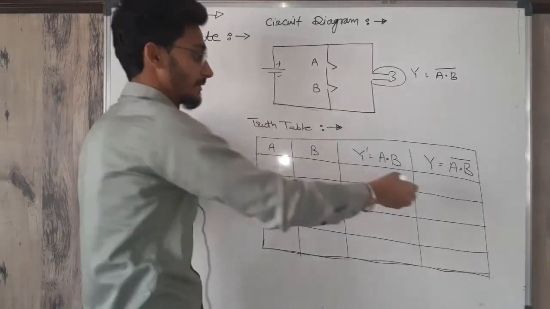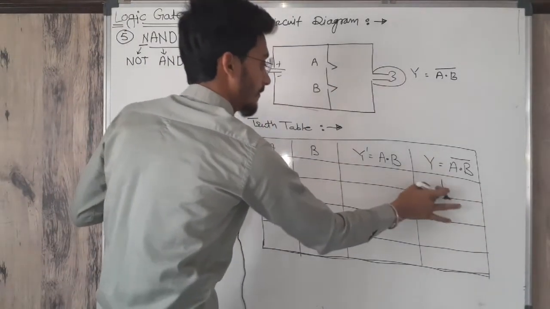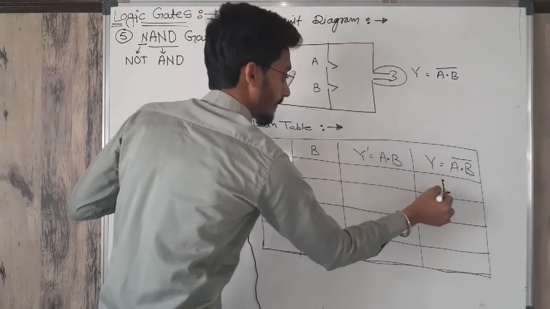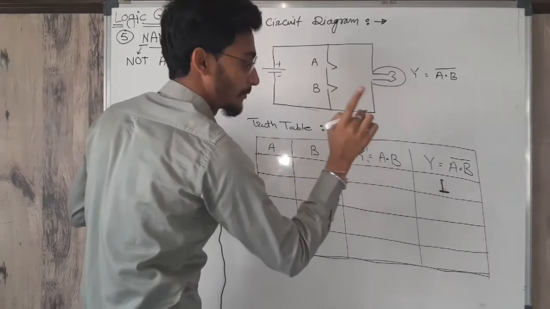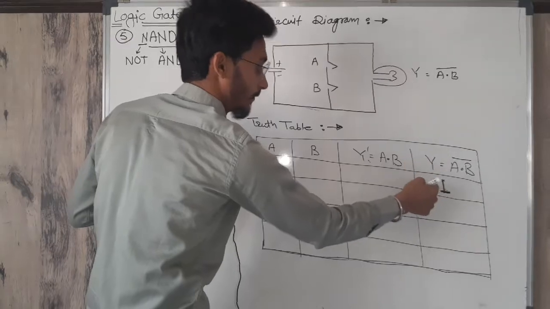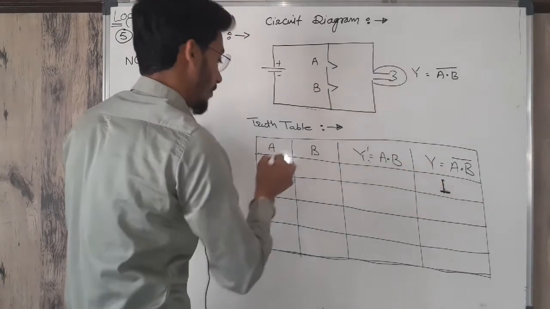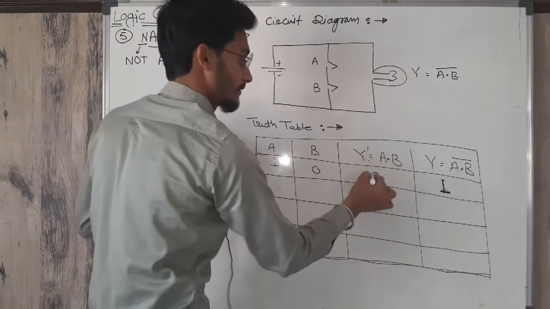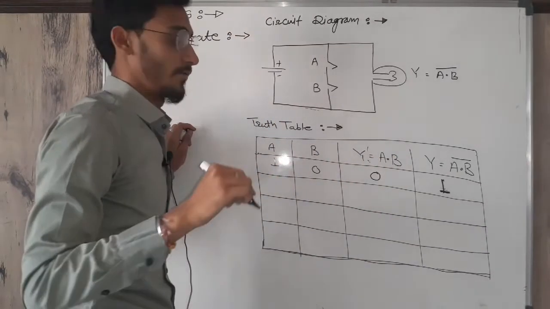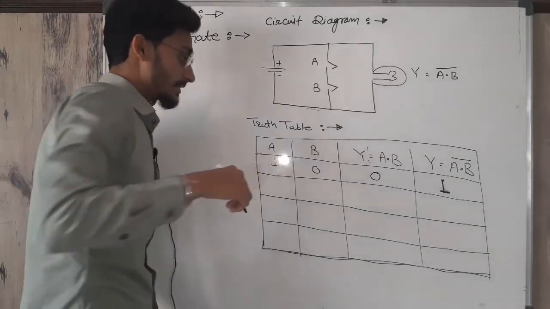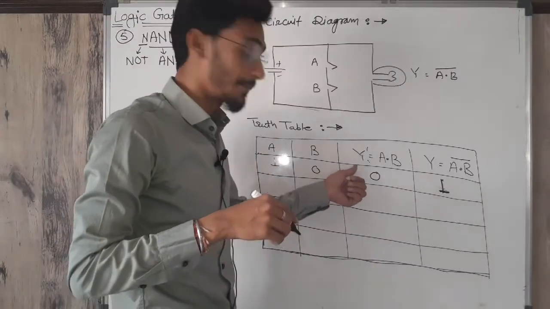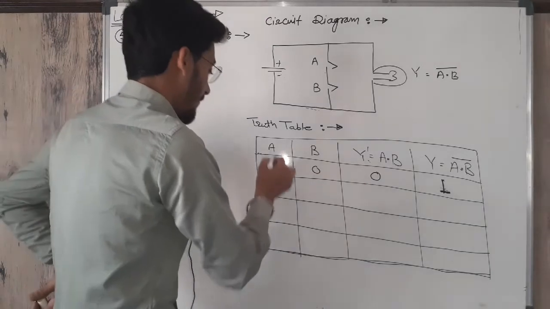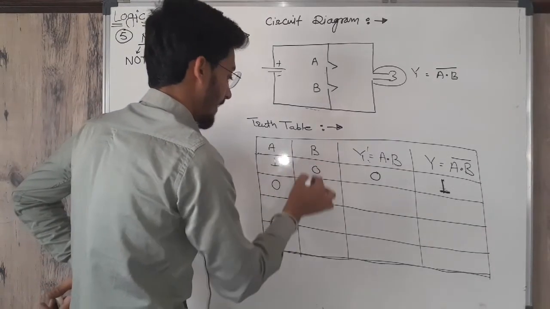So we put 1. Listen to me, that is not the final output, that is the final output. So I put 1 over here, when A is on and B is off. Okay, and A dot B is also off, right? I already taught this in my previous video. Y is 0.